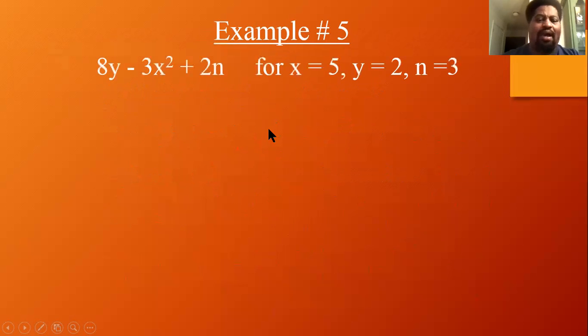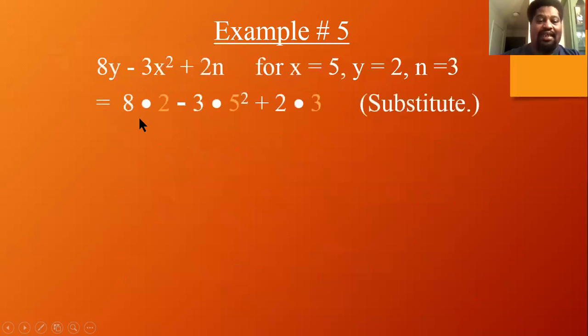Example number 5, 8y minus 3x squared plus 2n for x equals 5, y equals 2, n equals 3. That means wherever you see x, it's going to be a 5. Wherever you see y, it's going to be 2. Wherever you see n, it's going to be 3. So now you're going to have 8 times 2 minus 3 times 5 squared plus 2 times 3. The 2 is for the y, the x squared is where you got 5 squared, and then for your n, 2 times 3. That's how we got that.